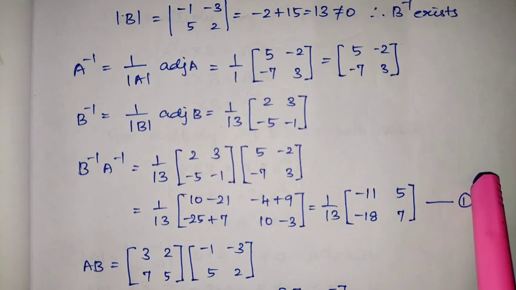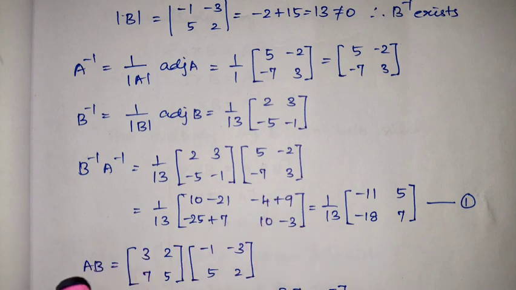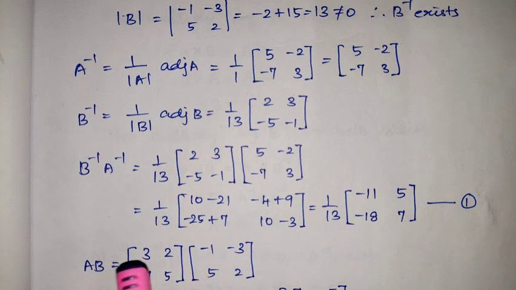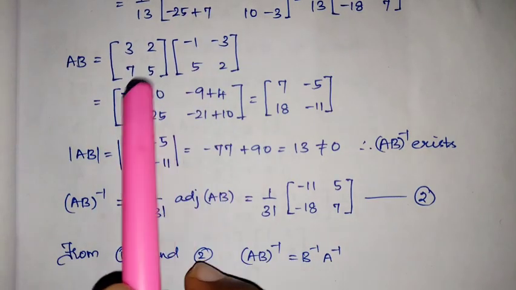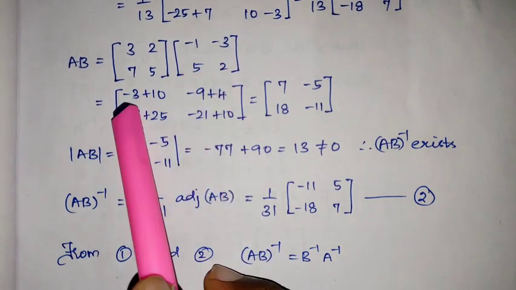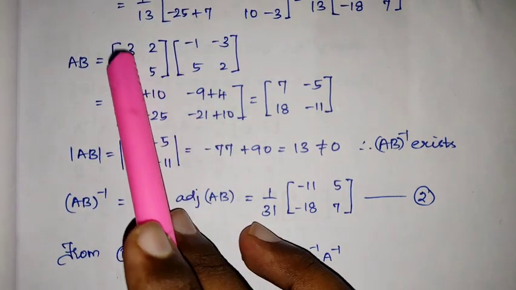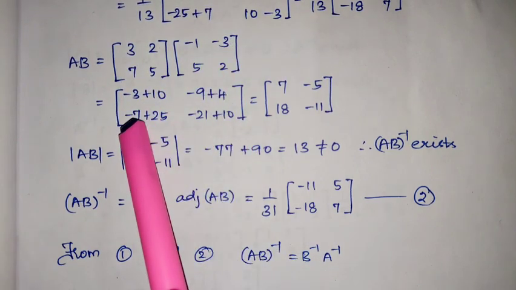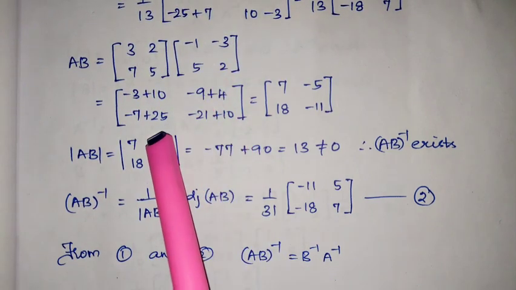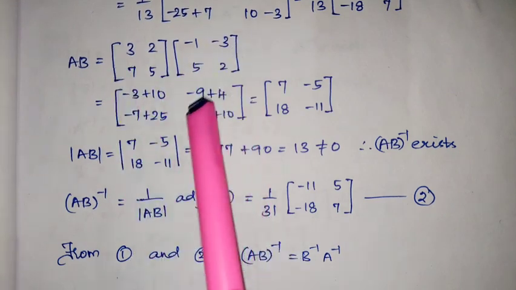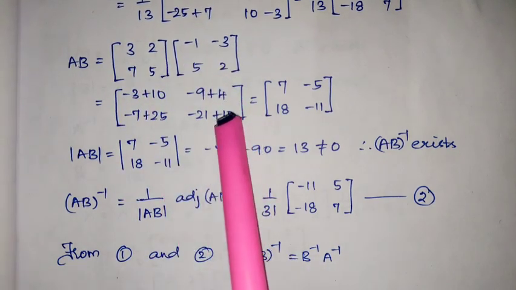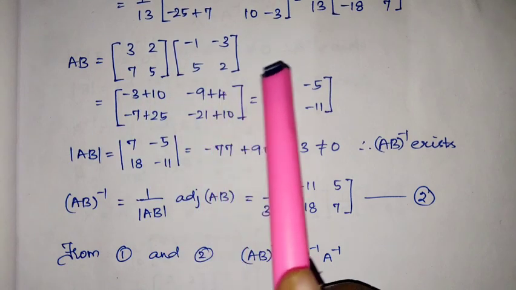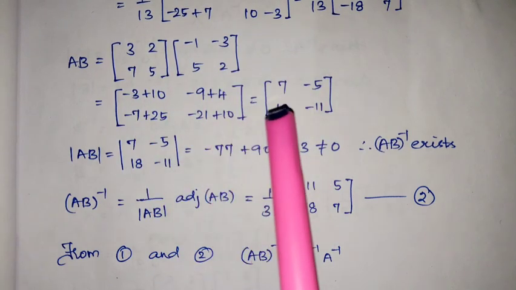Now we have to find AB whole inverse. For that I have to find A into B, the product of the two matrices. The two matrices are written. Now multiply the two matrices. 3 into minus 1 is minus 3. 2 into 5 is plus 10. 3 into minus 3 is minus 9. 2 into 2 is plus 4. 7 into minus 1 is minus 7. 5 into 5 is 25. And 7 into minus 3 is minus 21. 5 into 2 is plus 10. So which is 7, 5, minus 18, minus 11.